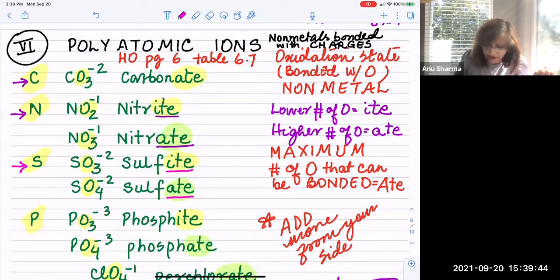When it's 3 oxygens connected to sulfur, then it is sulfite. But when it's 3 oxygens connected to nitrogen, then it becomes nitrate, because nitrogen has a maximum capacity to hold 3 oxygens. It cannot go more. But sulfur has a maximum capacity to hold 4 oxygens. So the maximum capacity of nitrogen with 3 oxygens is nitrate, and sulfur with 4 oxygens is sulfate. So you see it is with respect to the single atoms.